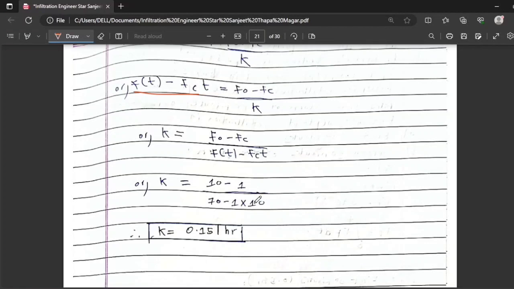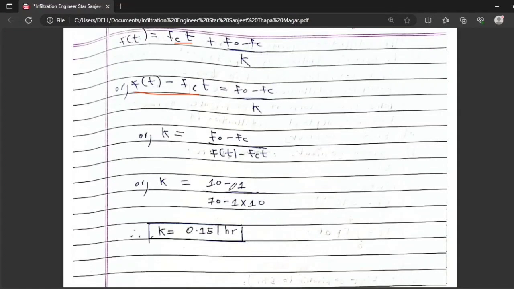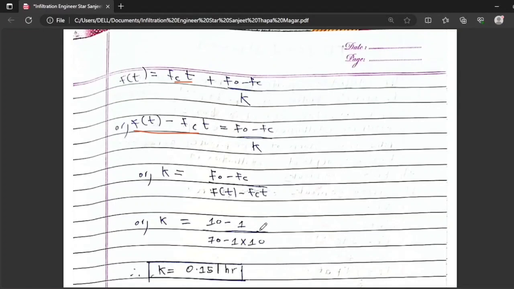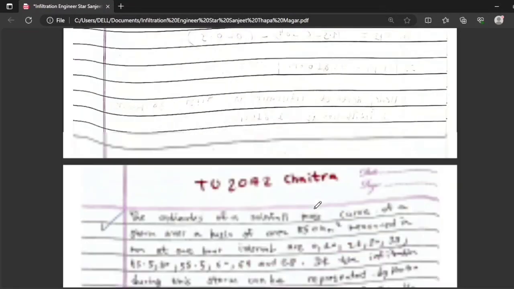So F naught and Fc values were 10 and 1, and F value was 70, and the Fc value was 1, and time was 10 hours. So 10 minus 1 divided by 70 minus 1 into 10 is 0.15, and its unit is per hour.